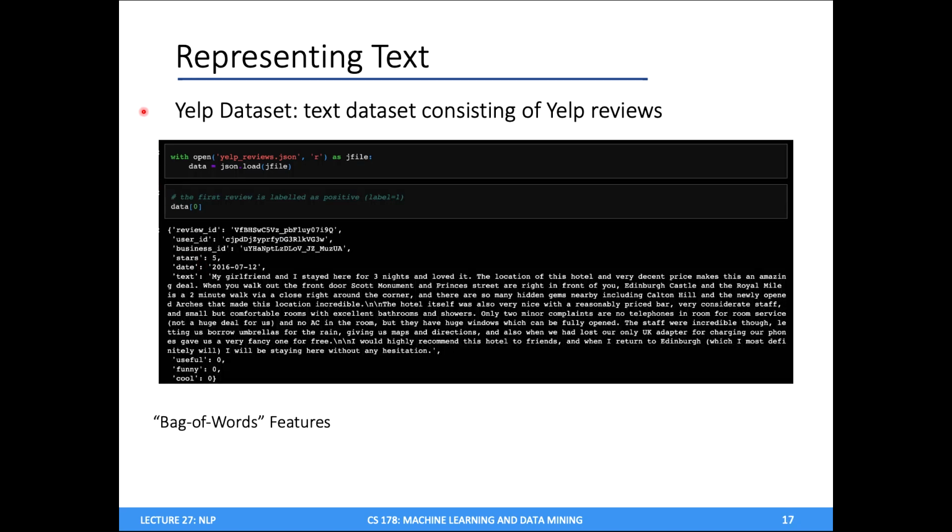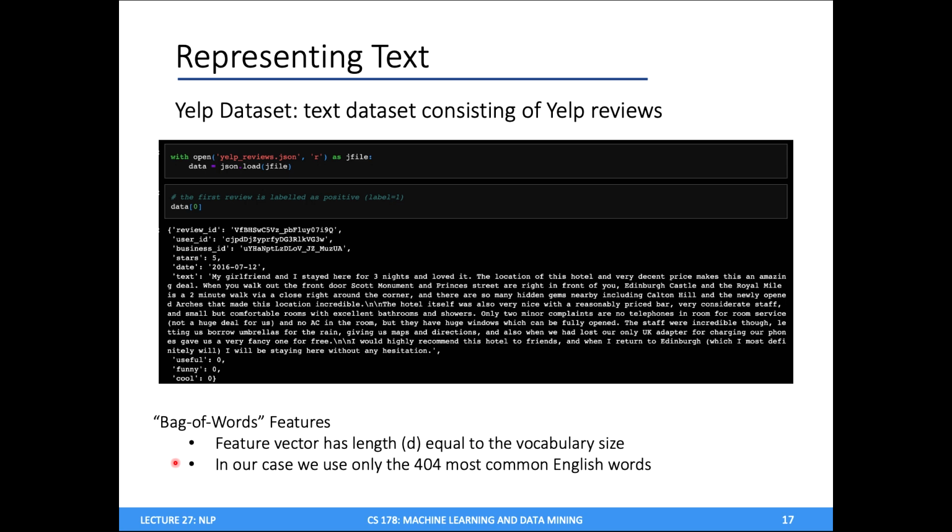Okay, so we saw one way of doing word embeddings previously when you worked with the Yelp dataset on your homework. Given some big long string of text containing, say, a Yelp review, we can create features from this string of text using what's called bag of words features. Just a reminder, the idea here is you create a feature vector that has length d equal to the vocabulary size. So if you're working with the English language, this is a huge, very long vector. In practice, because that vector is going to be so high dimensional, it's going to be really difficult for us to work with. Oftentimes you just look at, say, the most common words in the language. So for the homework, you looked at the 404 most common English words.